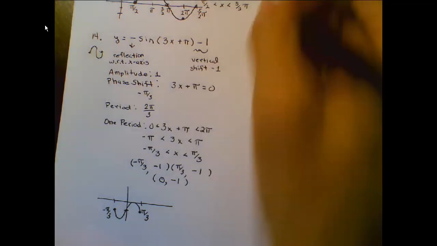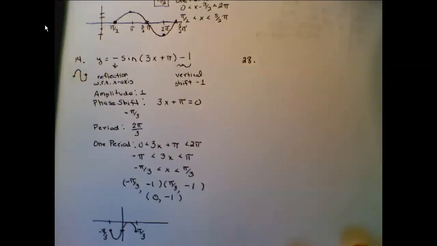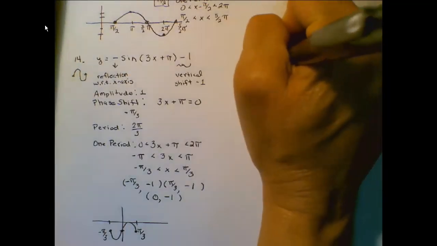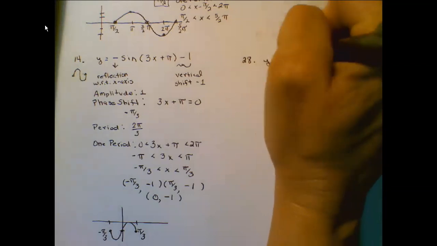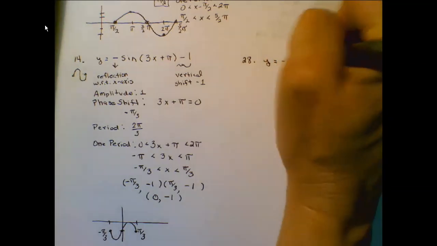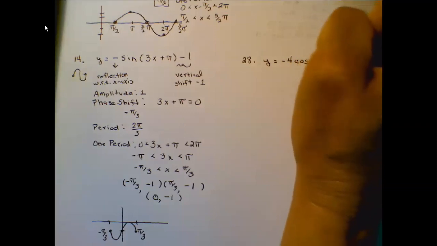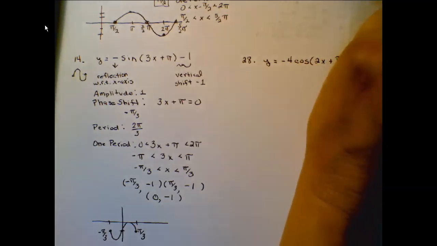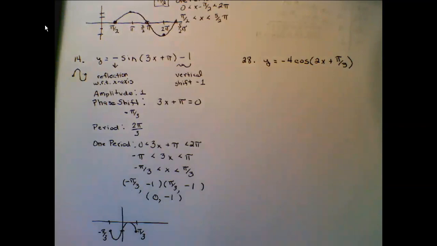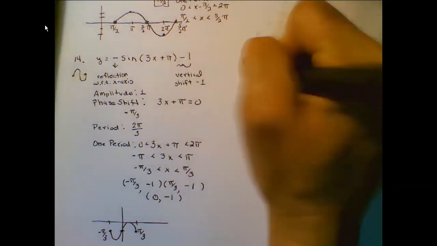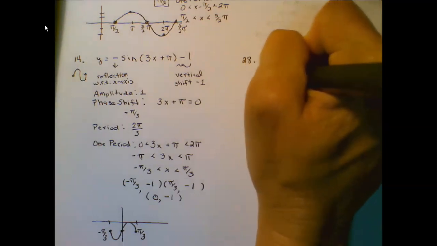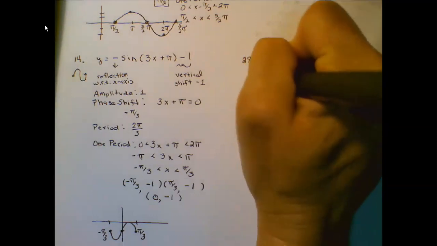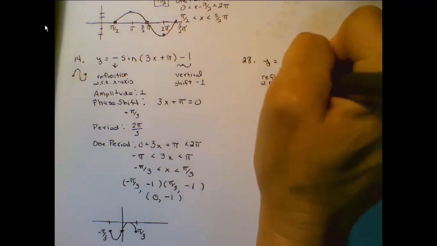And I want to do just one more, number 28. I want to do one that has cosine in it. And this one is ugly in that it has a reflection and a phase shift. It doesn't have a vertical shift. The negative tells me the graph is reflected with respect to the x-axis.